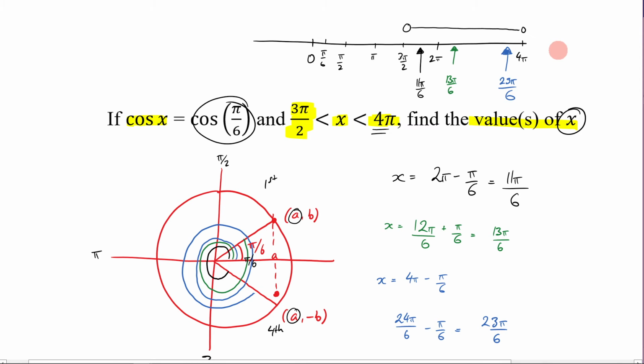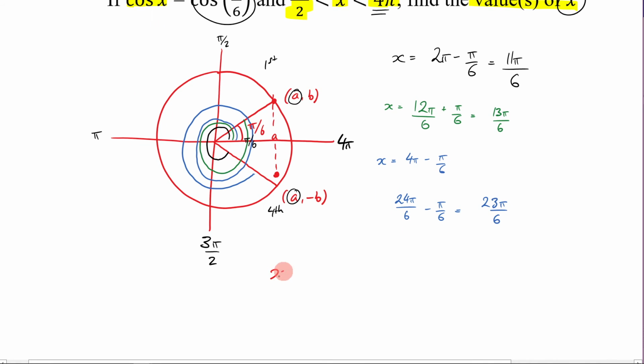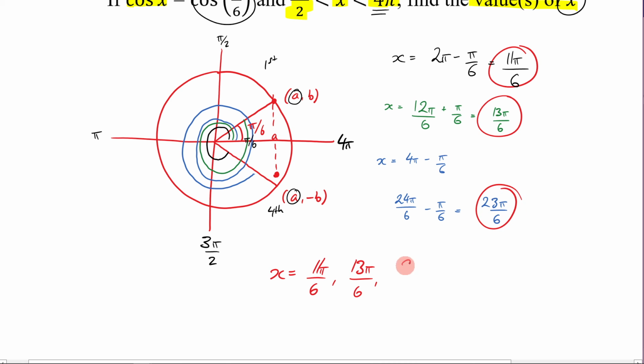Now, of course, you don't need to draw out your number line. But by showing it, it's quite clear that I'm going to stop now, aren't I? Because here's 4 pi. I'm not going to go past 4 pi, am I? Because then I'd be going outside of my domain. So I've got no more answers here. So just to put it nice and neatly at the end here, what my final answer will be is 11 pi on 6, 13 pi on 6, and 23 pi on 6. And just like that, I'm done.